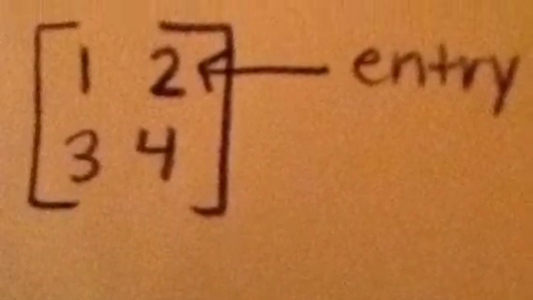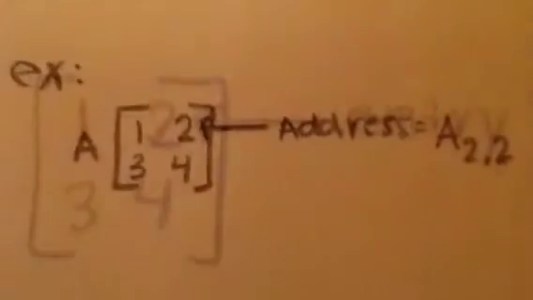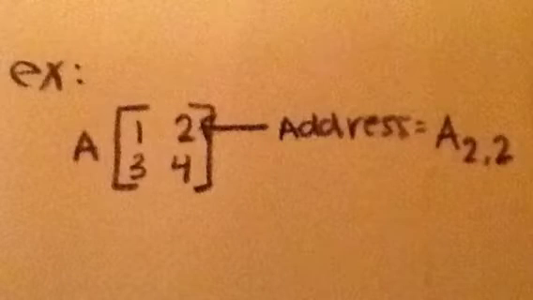Each value in a matrix is called an entry. The location of an entry is its address. It is represented by the lowercase matrix letter and the column and row numbers as the subscripts.